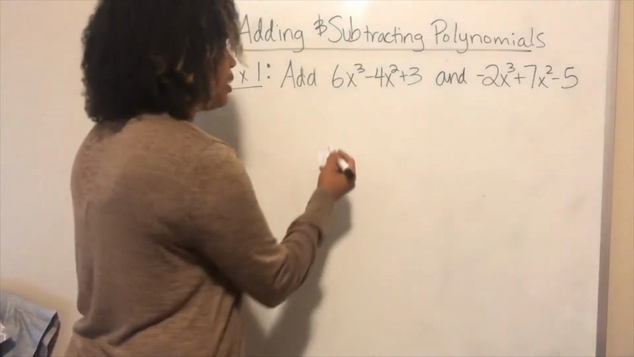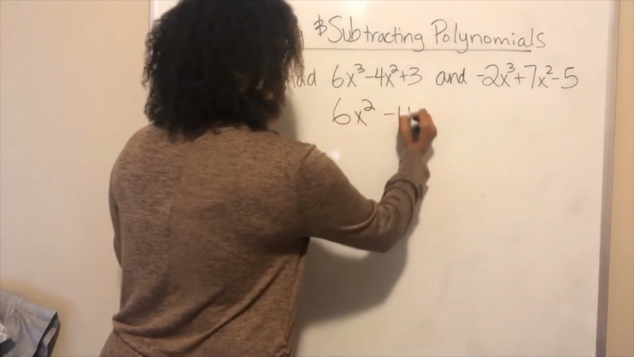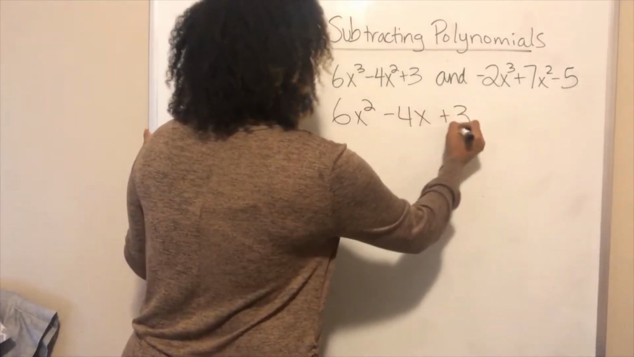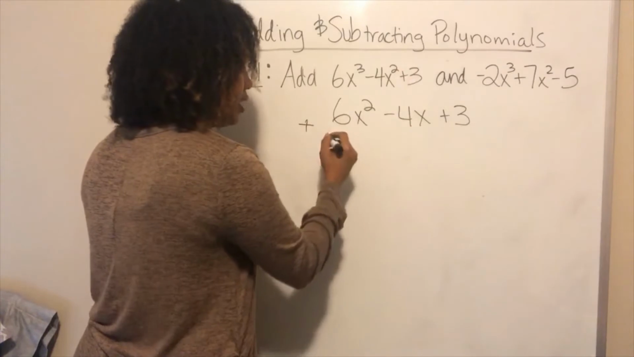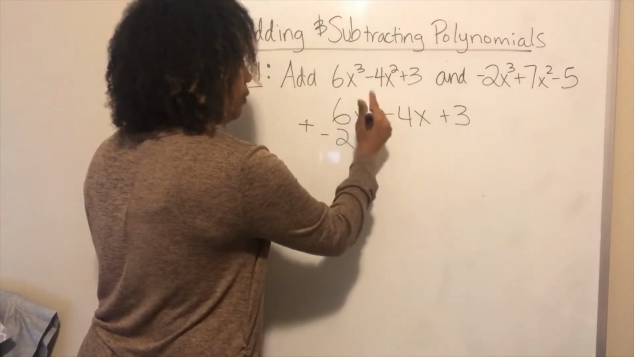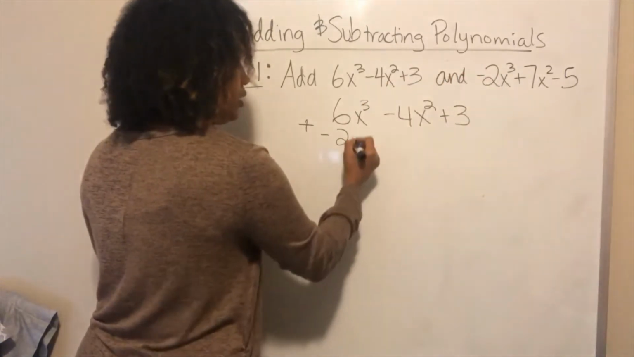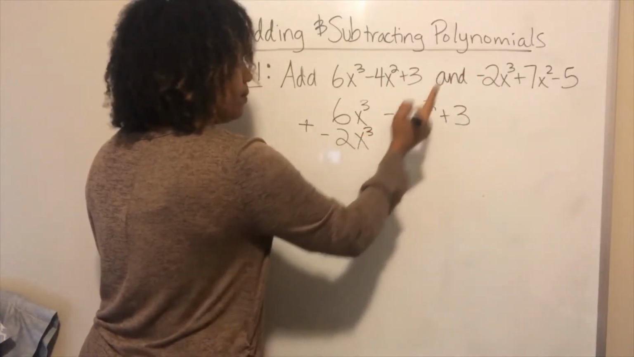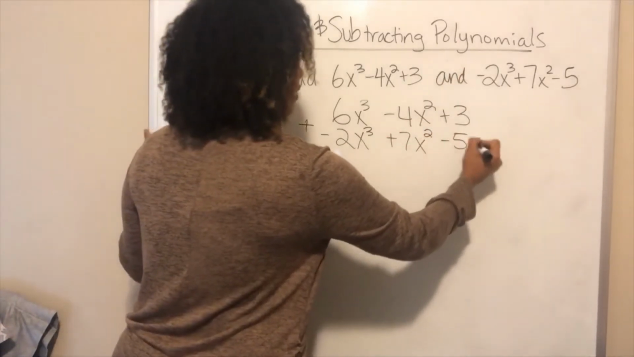With this first one, I'm going to set it up vertically. That means on top of each other. So I'm going to write this first polynomial, and then I'm going to write the second polynomial underneath it, lining up the terms. Sorry, I wrote this wrong. This should be to the third, and this should be to the second. So this negative 2x to the third would go under here, and this 7x squared would go under here, and this minus 5 will go under here.